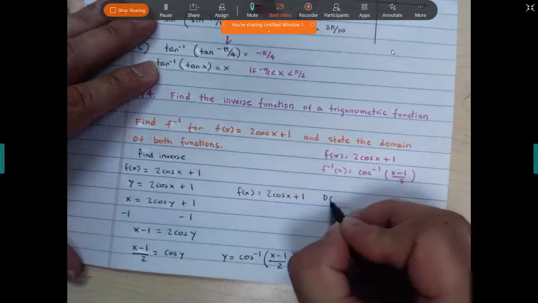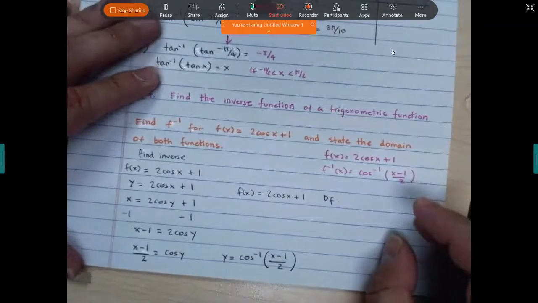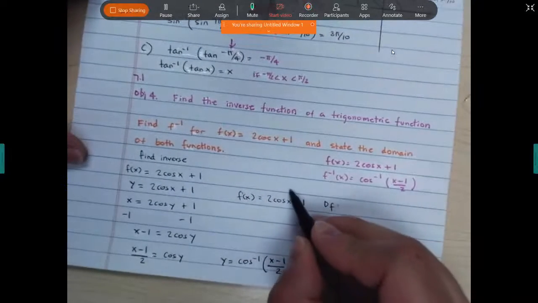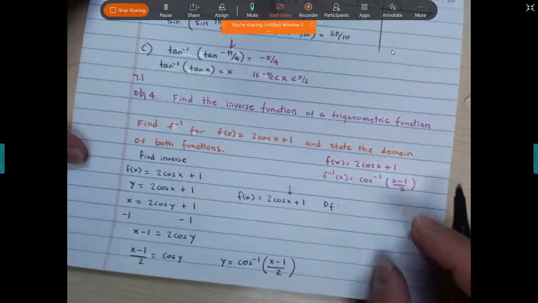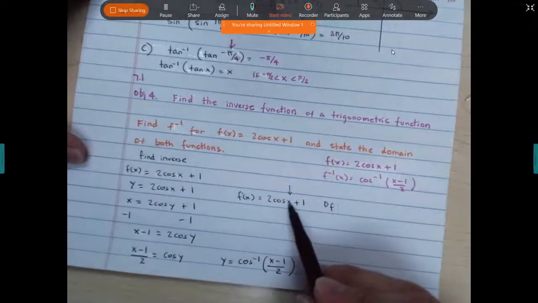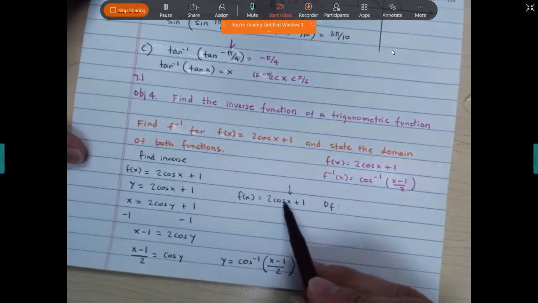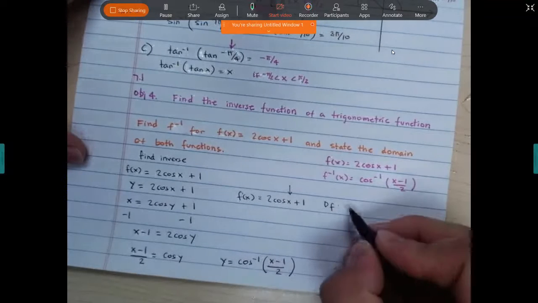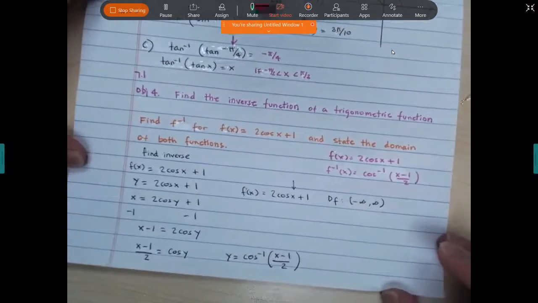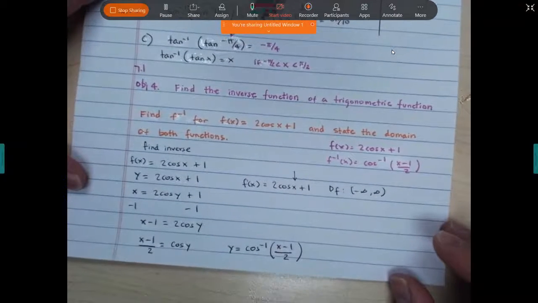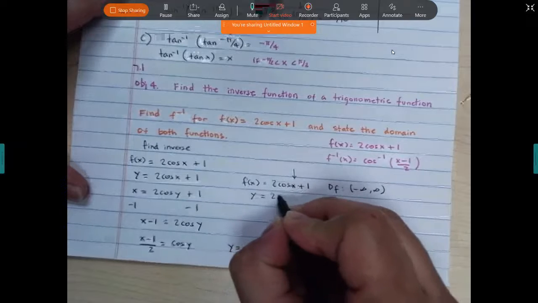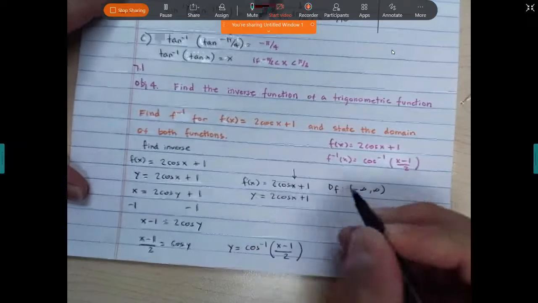And what is the domain of f? Well, the domain of f is the possible x values that we can choose for x. In this case, we can take the cosine of any angle, so therefore the domain will be any real number. Let me go back to y equals 2 cosine of x plus 1.